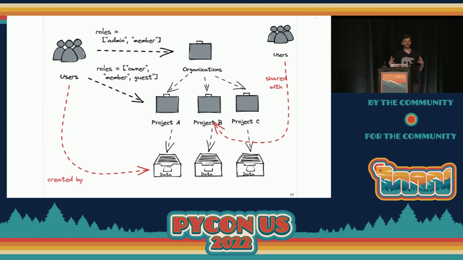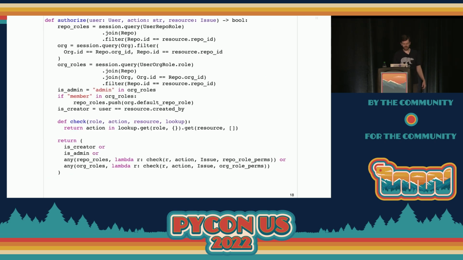And so the logic and the data that backs this is similarly a lot more complex. So what I have here is kind of pseudocode, but a pretty realistic example of that more complex authorization model. Now this is just for saying whether a user can do something on an issue inside GitHub, and we're doing things like checking the org roles, the repository roles, checking if they're an admin, checking if they created the issue.